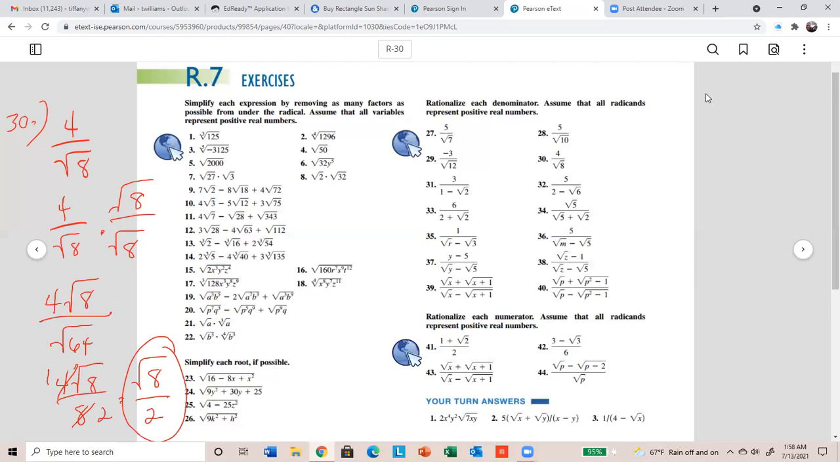So just a quick little blip there. Like I said, we're not going to do much with that. I just wanted you to see it. But there it is, rationalizing the denominator.